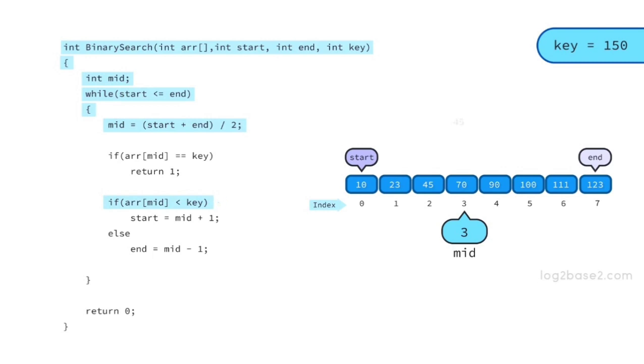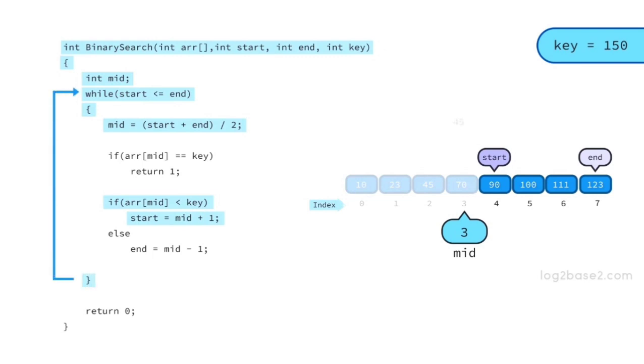So we should check in the right half. So end will be the same, but start will be mid plus 1, that is 3 plus 1, which is equal to 4. Now check the while condition, and start 4 is less than end 7. So go inside and find the new mid, which is 4 plus 7 divided by 2, that is 11 by 2, which is equal to 5.